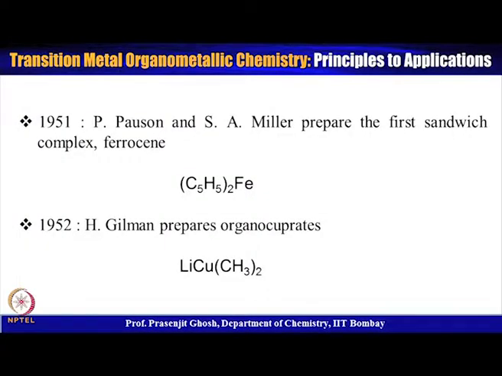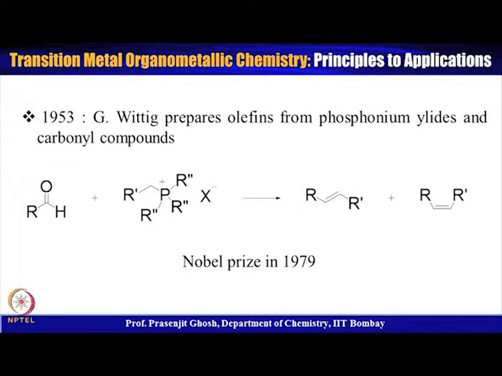In 1952, H. Gilman prepared organocuprates in the form of lithium dimethylcuprate. These are very good alkylating reagents and have an extremely important role in organic synthesis. Another important discovery was made in the following year, in 1953. Wittig prepared olefins from phosphonium ylides and carbonyl compounds.